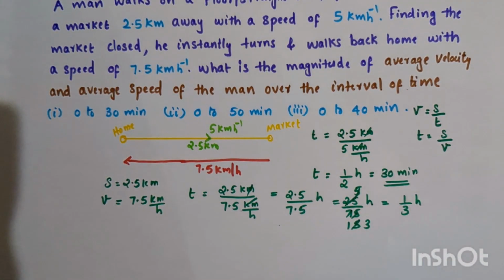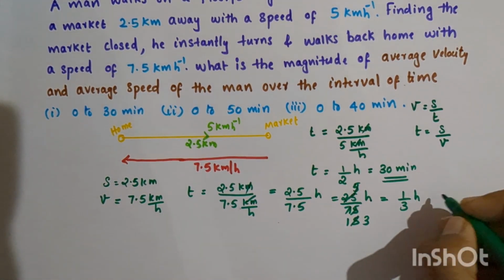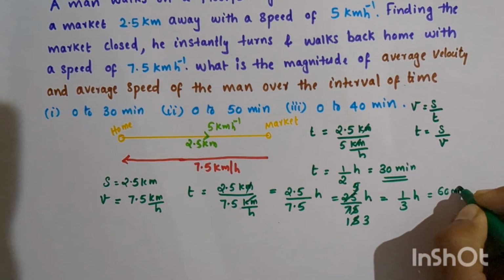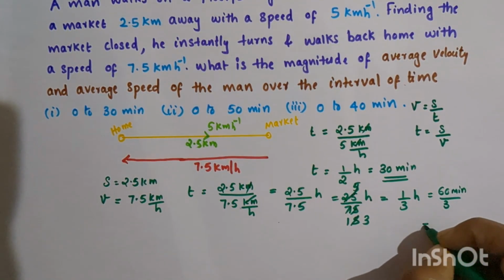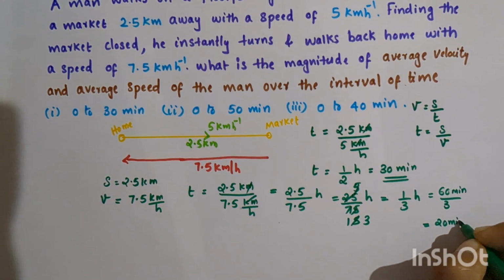1 by 3 hour is actually equal to what? 1 hour is 60 minutes, so 60 minutes by 3 is equal to 20 minutes.